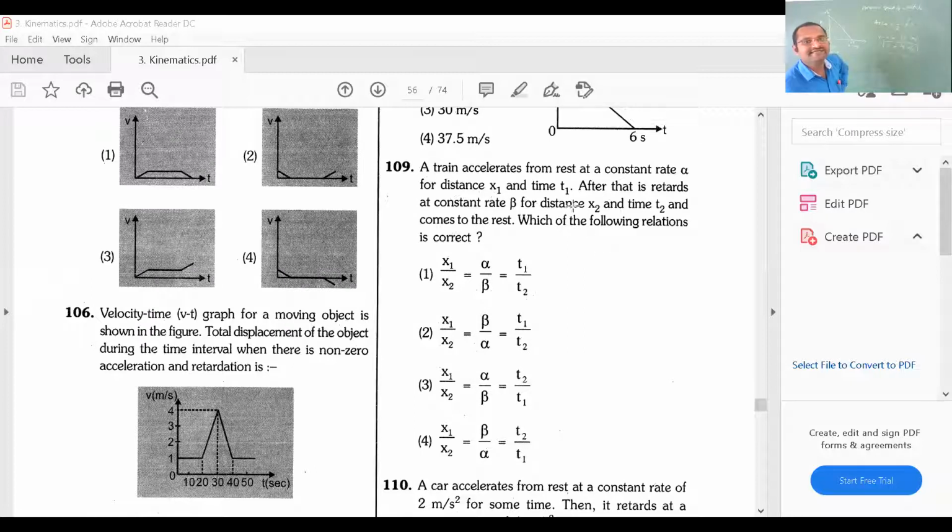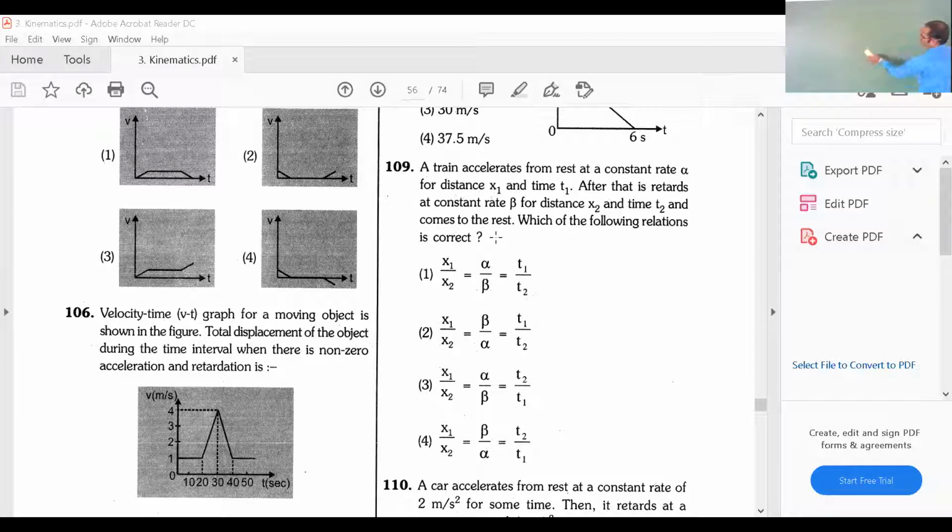A train accelerates from rest at a constant rate alpha for a distance x1 and time t1. After that, it retards at a constant rate beta for a distance x2 and time t2 and comes to rest. Which of the following relations is correct? Note it, it is also important.